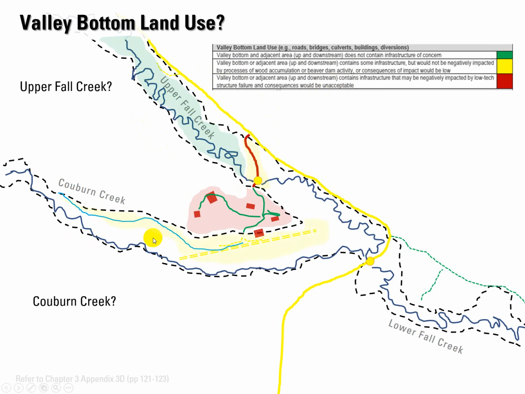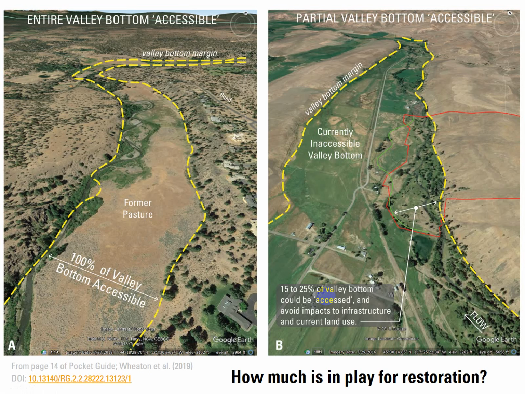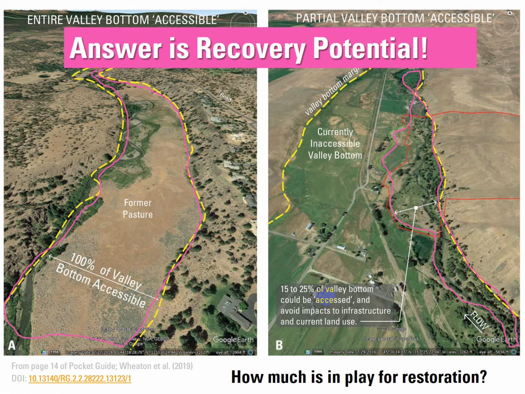On Coburn Creek, there is this whole area, and if it's kind of being retired and not used, maybe we could rethink it. But I at least flagged it as something to think about. This whole area I called all green. Again, a little caution around the road, and then downstream I called it all good. And so really what we're doing here, with this picture that we've looked at over and over again, is trying to get at that question: how much is in play for restoration? And the answer to that question is what we consider recovery potential.